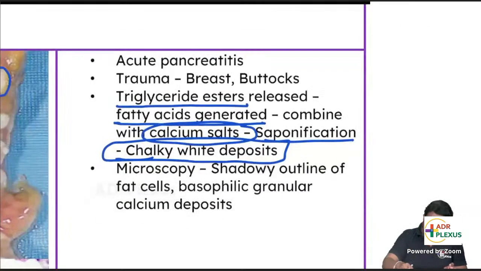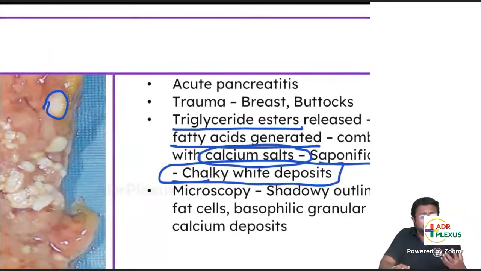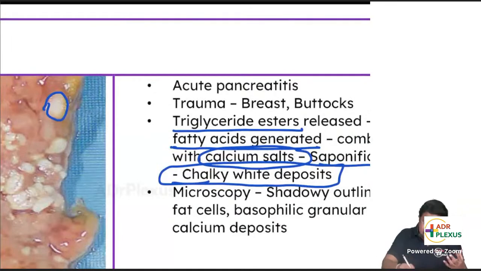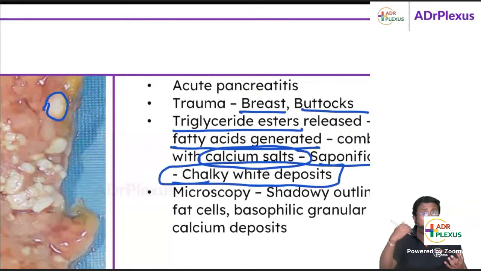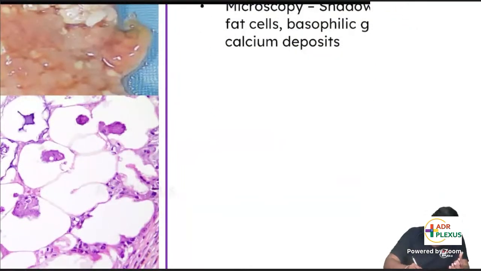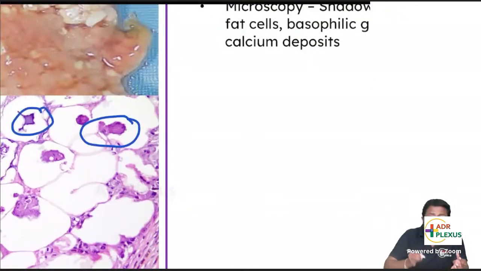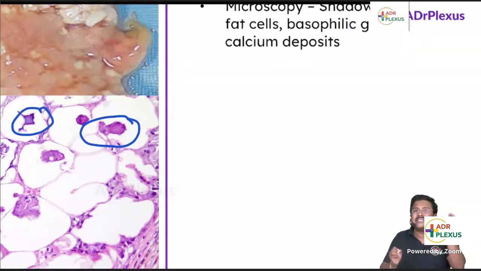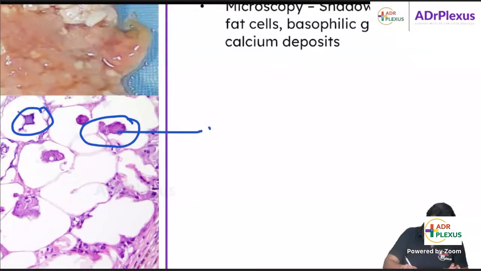Okay, so what are all the other causes? Yes, fat-rich organs like the breast and buttock regions after a trauma. After a trauma, fat necrosis can be there. So what you can see here in the histology is this basophilic material. Can you see this basophilic material? Now you will be remembering, if you see basophilic material, that is calcium salts. Yes, this is calcium salts.